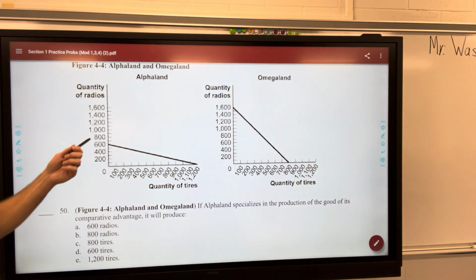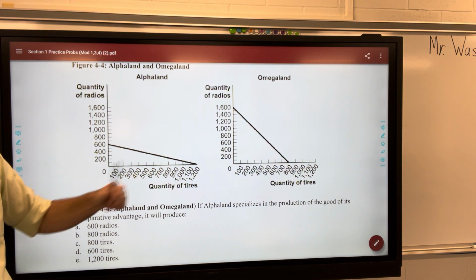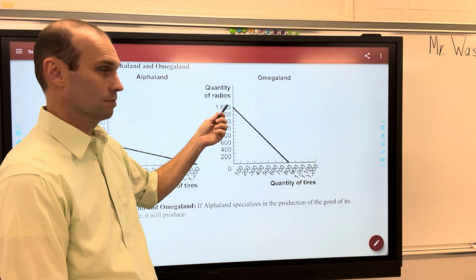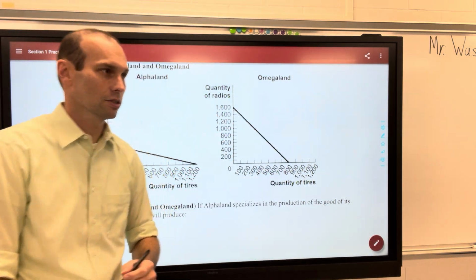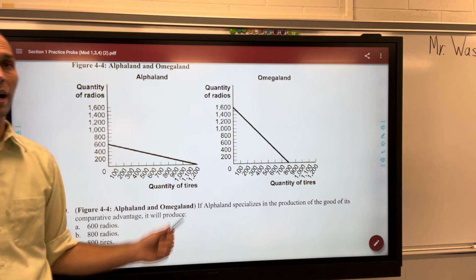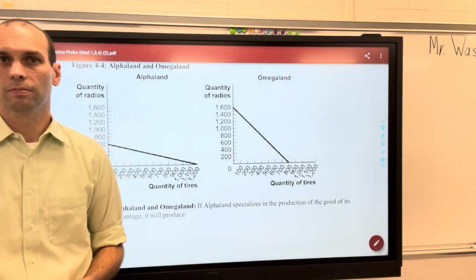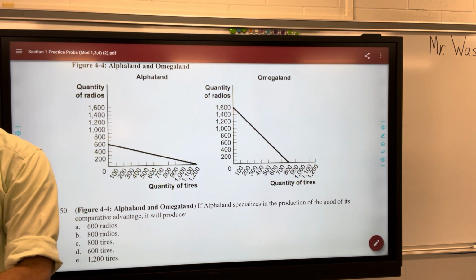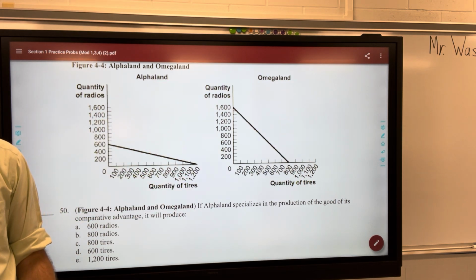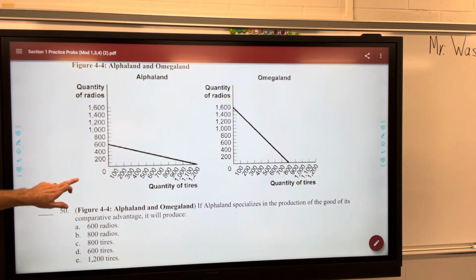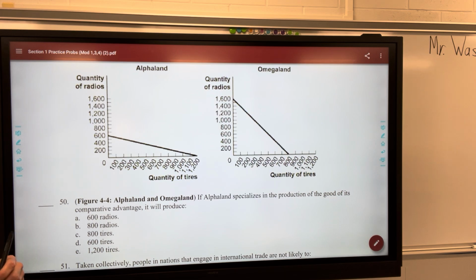What would we put for Alpha Land for radios? And what would we put for tires? What about radios for Omega Land? And 800 tires. Easy enough, guys? If you don't like the graph, what should you just convert this whole thing into? A table. Tables can be graphed, graphs can be tabled. Easy enough? Don't say one's the easy one, one's the hard. Now just convert. Okay? So, if Alpha Land specializes in the production of the good, it's comparative advantage.